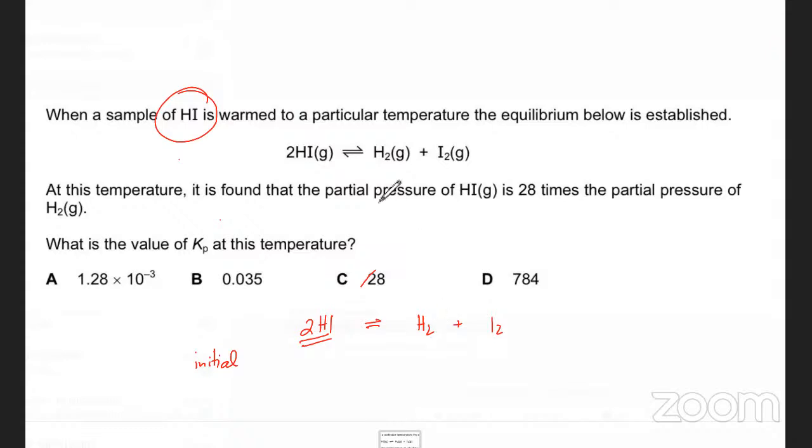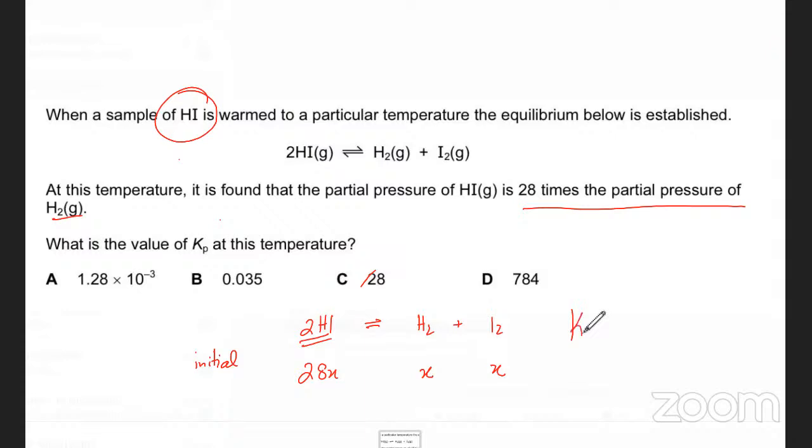So these two would be produced in exactly the same quantity. What they're saying is that the partial pressure of HI is 28 times the partial pressure of H2. So if the partial pressure of H2 is X, the partial pressure of I2 would also be X, because both of them would have equal moles and they would be exerting equal pressure. And the partial pressure of HI would be 28 times larger. It's going to be 28X. So I took the partial pressure of H2 as X, and I2 would also be X, and the pressure of HI would be 28 times higher.